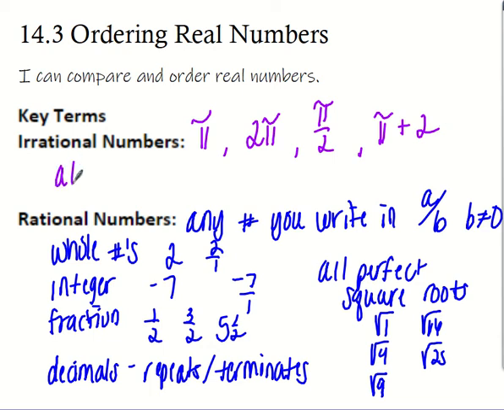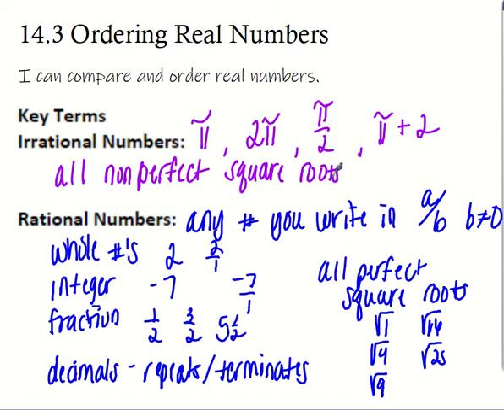And then all non-perfect square roots, so remember all the ones that fit in between our perfects. So in between 1 and 4, we have the square root of 2, the square root of 3. In between 4 and 9, we have the square root of 5, square root of 6, dot, dot, dot. So any square root that is not perfect then falls into the irrational category.